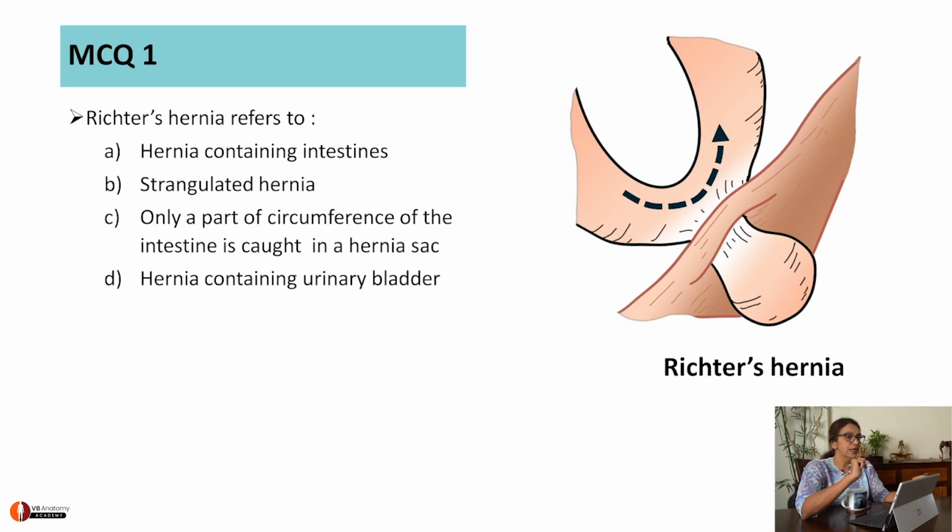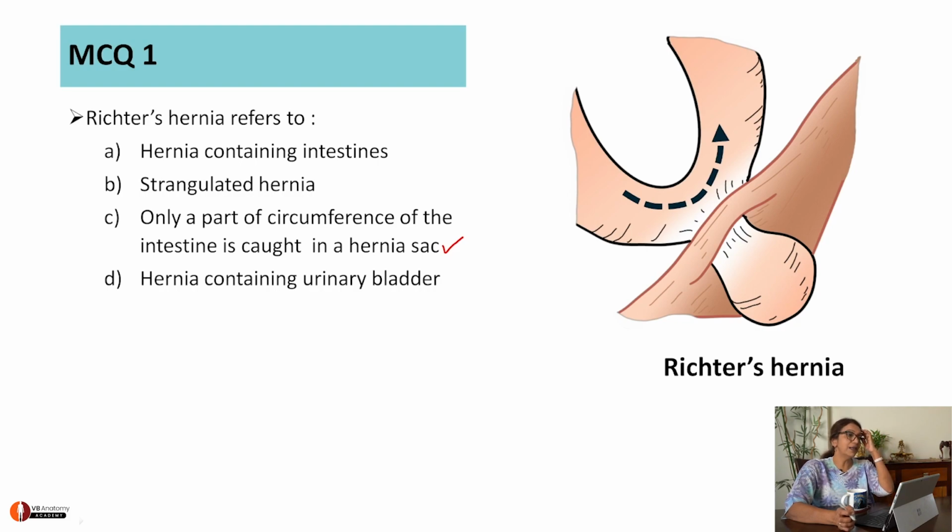See the options. Hernia contains intestines, yes. Strangulated hernia, not normally. Only part of the circumference of intestine is caught in the hernial sac, yes. I think this is yes. Hernia contains urinary bladder, no. So for what Richter's hernia refers to, the most correct option is C.